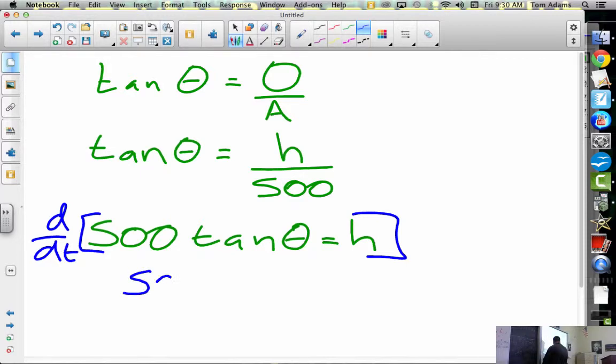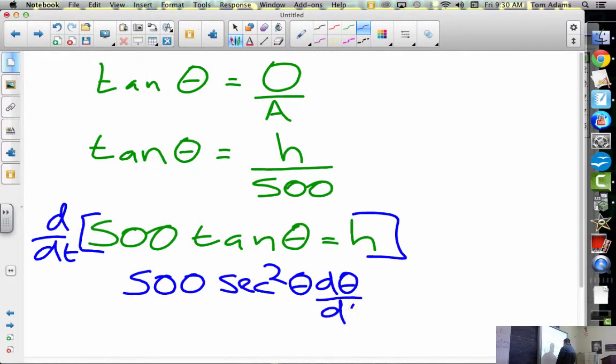Well, the 500 remains the same. We just toss it to the front. What's the derivative of tangent? Secant squared. So I'm going to have secant squared of theta times d theta dt. We're not taking the derivative with respect to theta, we're taking the derivative with respect to t. All right, well that's equal to, what's the derivative of h? 1 times dh dt.